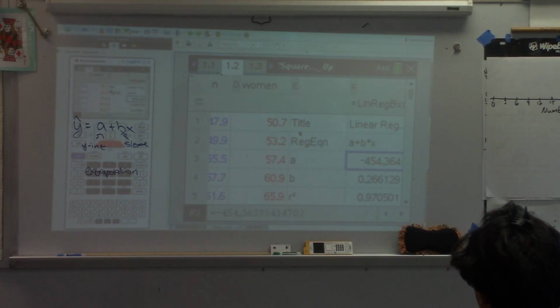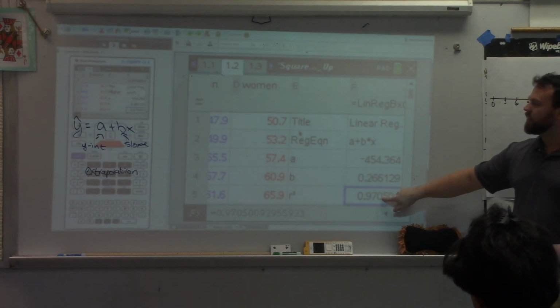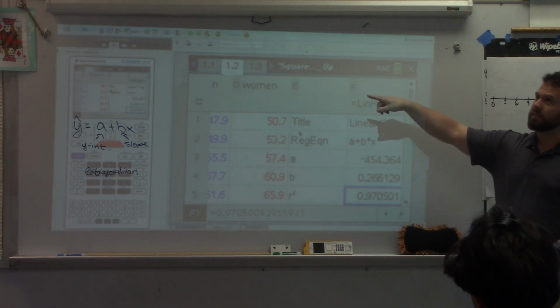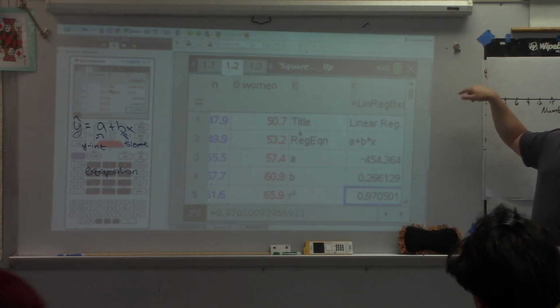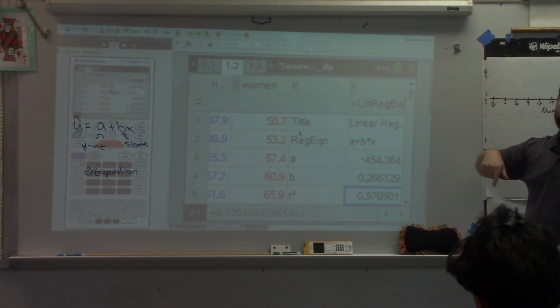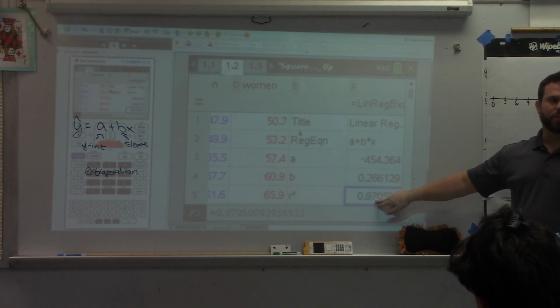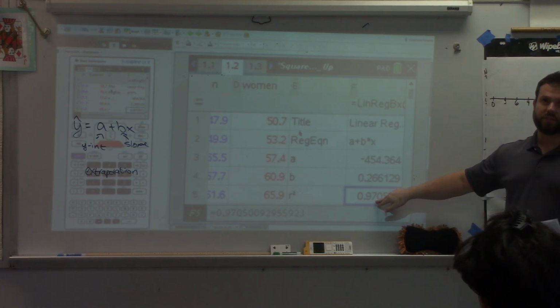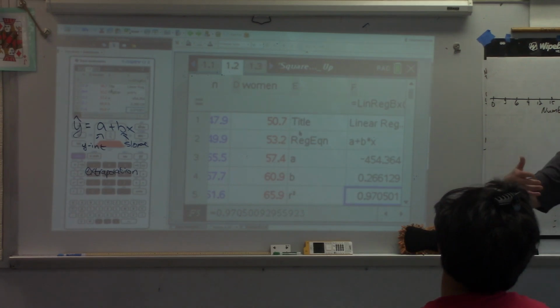Those numbers look familiar? What does that R squared mean? That's my coefficient of determination. 97% of the variability in the life expectancy can be predicted by the regression in respect to the year. That is based on what we talked about yesterday. 97% of the variability in the life expectancy can be explained by the linear regression with year.